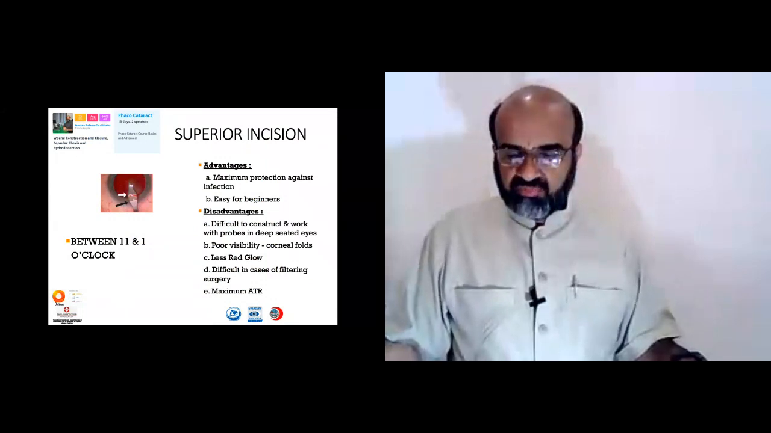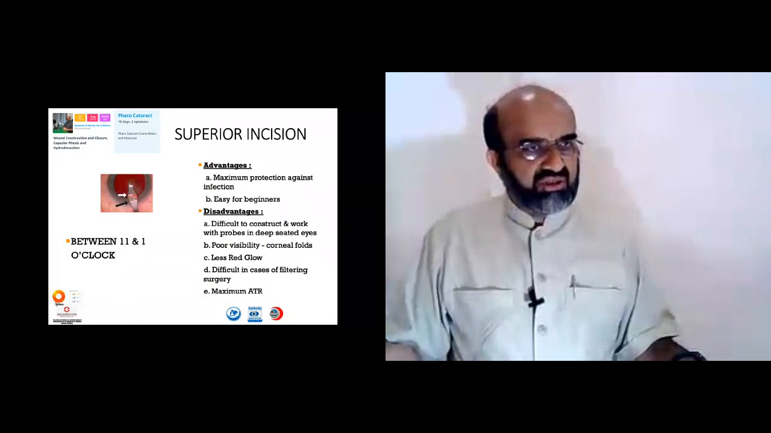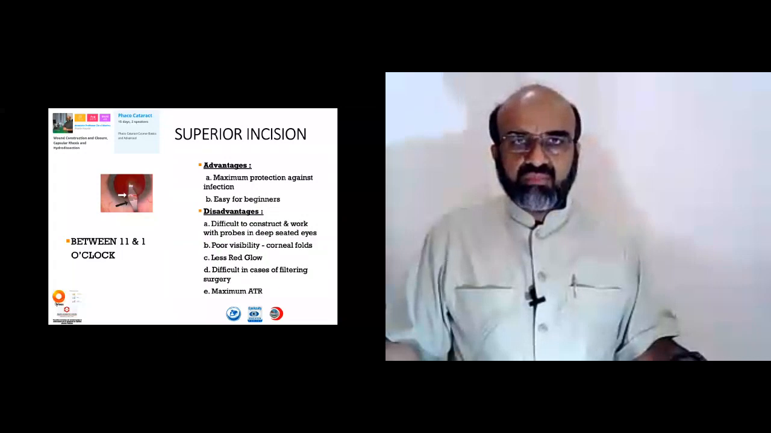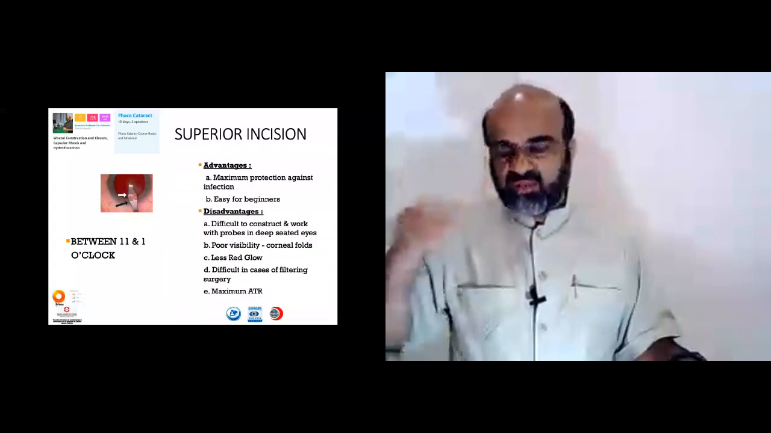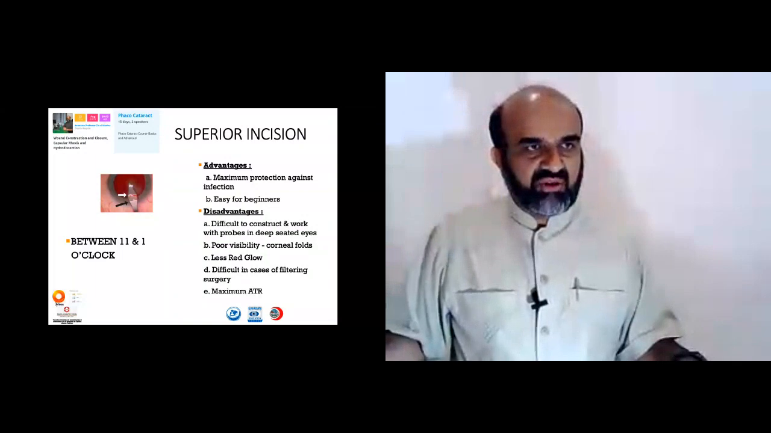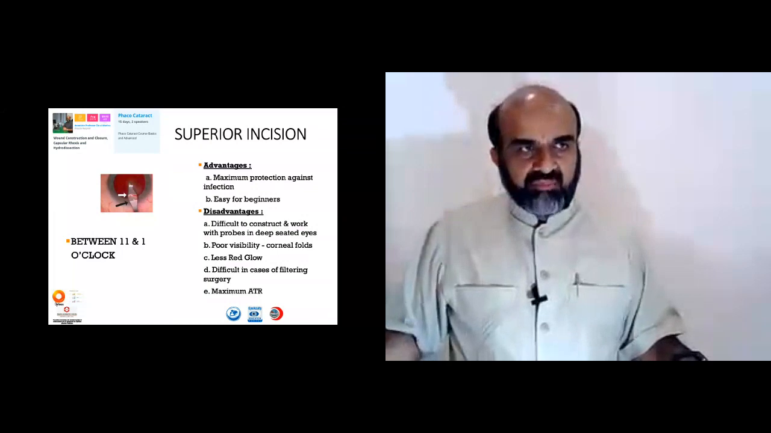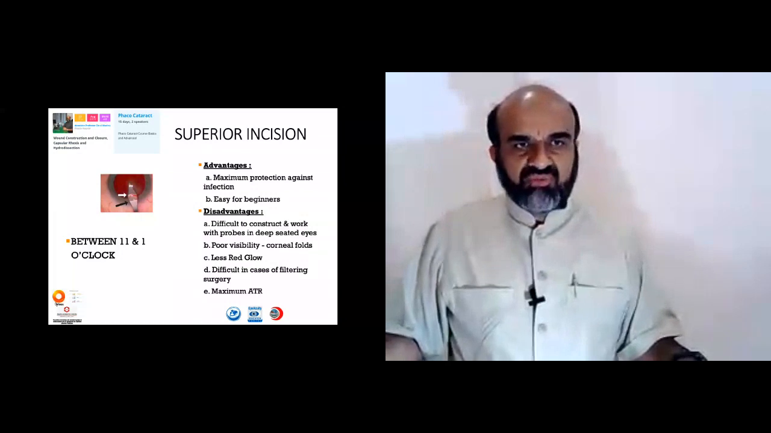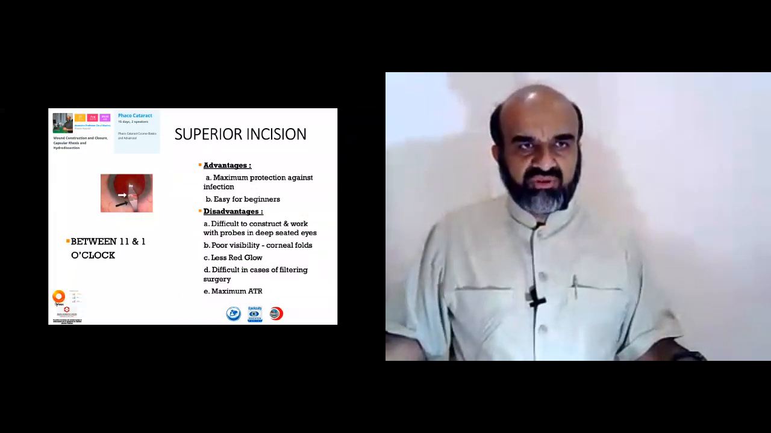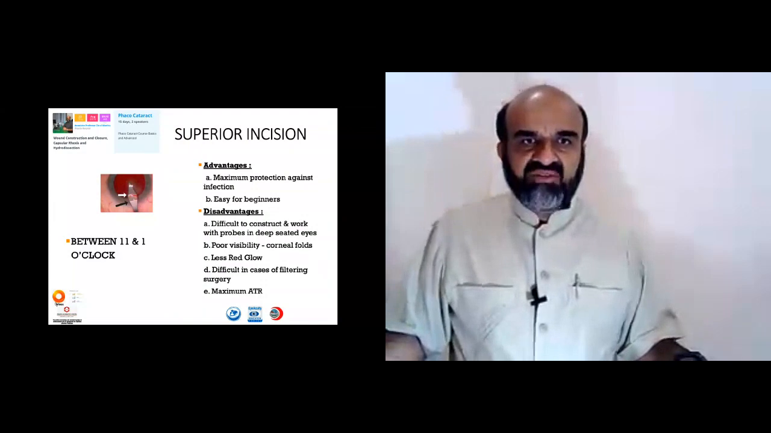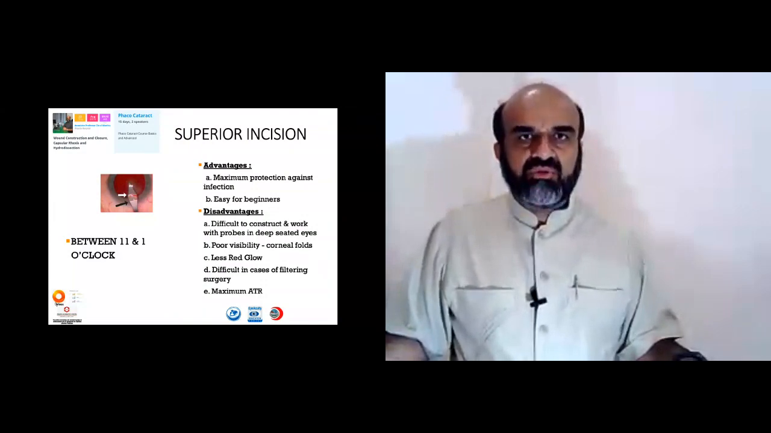Disadvantages include that it's relatively difficult, especially in oriental eyes which are sunken and deep set. Because of the high brow, sometimes it becomes really difficult to construct these incisions properly. Then there is less red glow, because during most of the maneuvers the eye is a little rotated inferiorly, which makes it less likely to have good fundal glow.